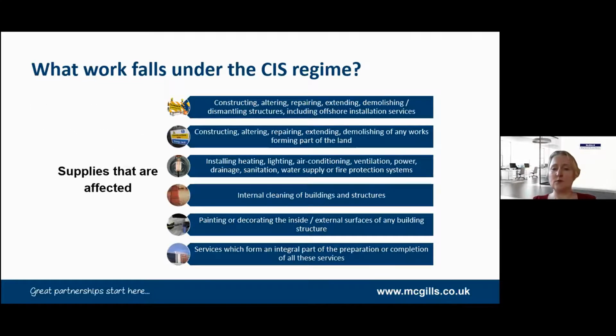So if we consider the work that falls under the CIS regime, there is quite an extensive list. I'll just read out some of the key areas. Work on demolishing or dismantling buildings or structures, work on constructing, altering, repairing, extending, demolishing of any works that form part of the land, installing heating, lighting, air conditioning, ventilation, power supply, etc. Internal cleaning of buildings and structures carried out in the course of construction work.